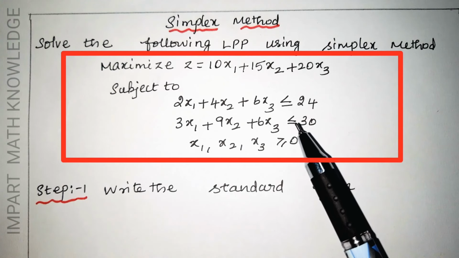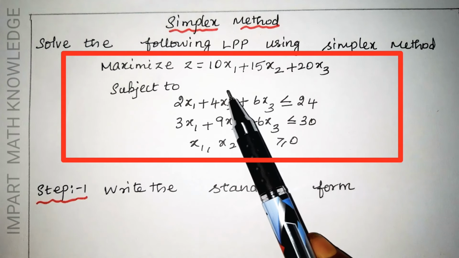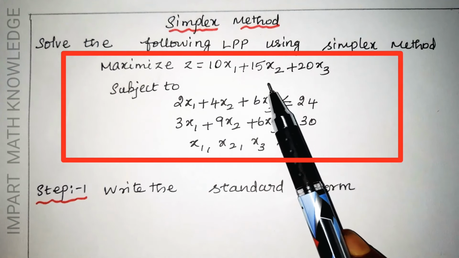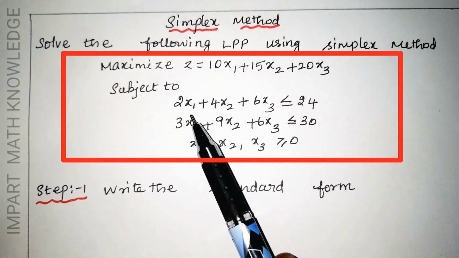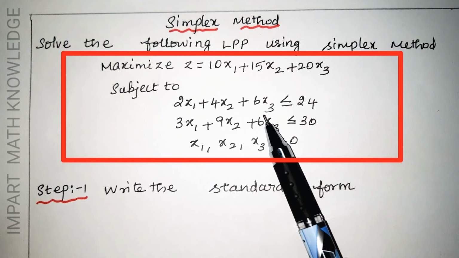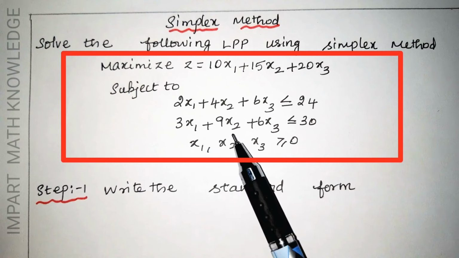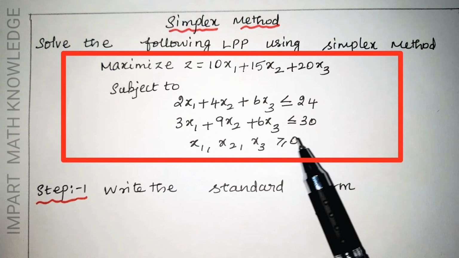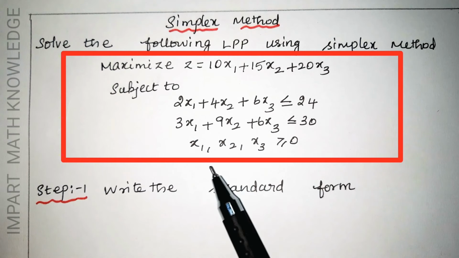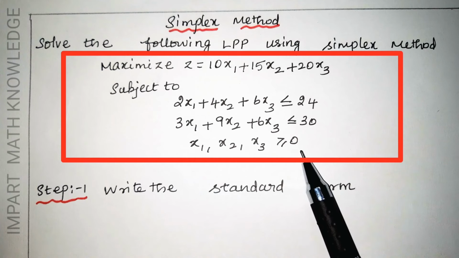In this video, I am going to discuss simplex method for 3 variables. The problem is maximize z is equal to 10x1 plus 15x2 plus 20x3 subject to the conditions 2x1 plus 4x2 plus 6x3 less than or equal to 24, 3x1 plus 9x2 plus 6x3 less than or equal to 30, and the non-negativity conditions x1, x2, x3 greater than or equal to 0.